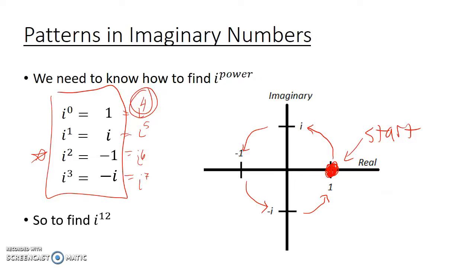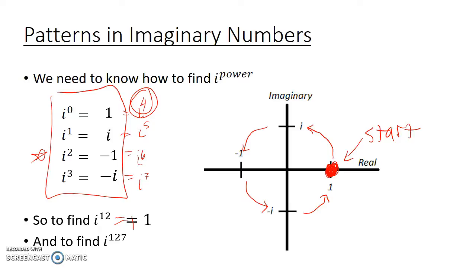So if we do some problems, say, hey, let's find i to the 12th. Well, since 12 divides by 4, that's going to be back at our starting point, and that's going to be 1. I to the 12th is 1, because 12 divides by 4. Sweet. All right, let's try another one.